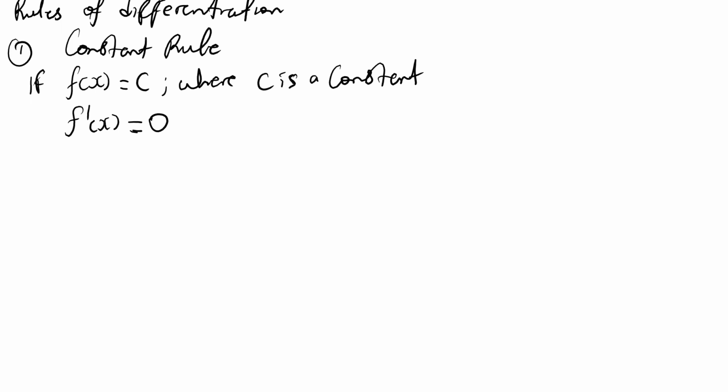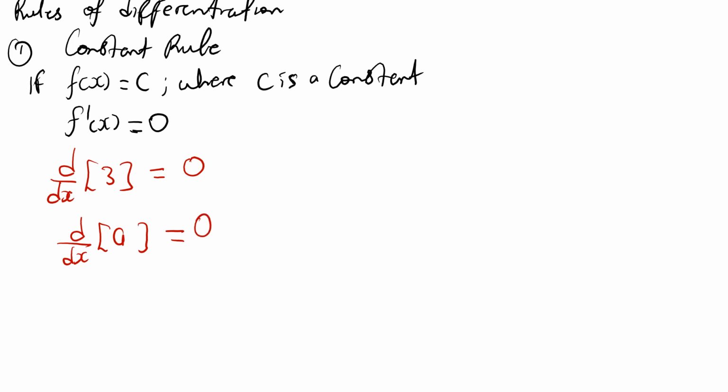For example, the derivative of 3 is obviously going to be 0 because it's a constant. How about the derivative of a? Here you must understand that you are differentiating with respect to x. So a is just a constant, which means the derivative of a is also 0, because it is treated as a constant when we differentiate with respect to x. That is all about the constant rule.